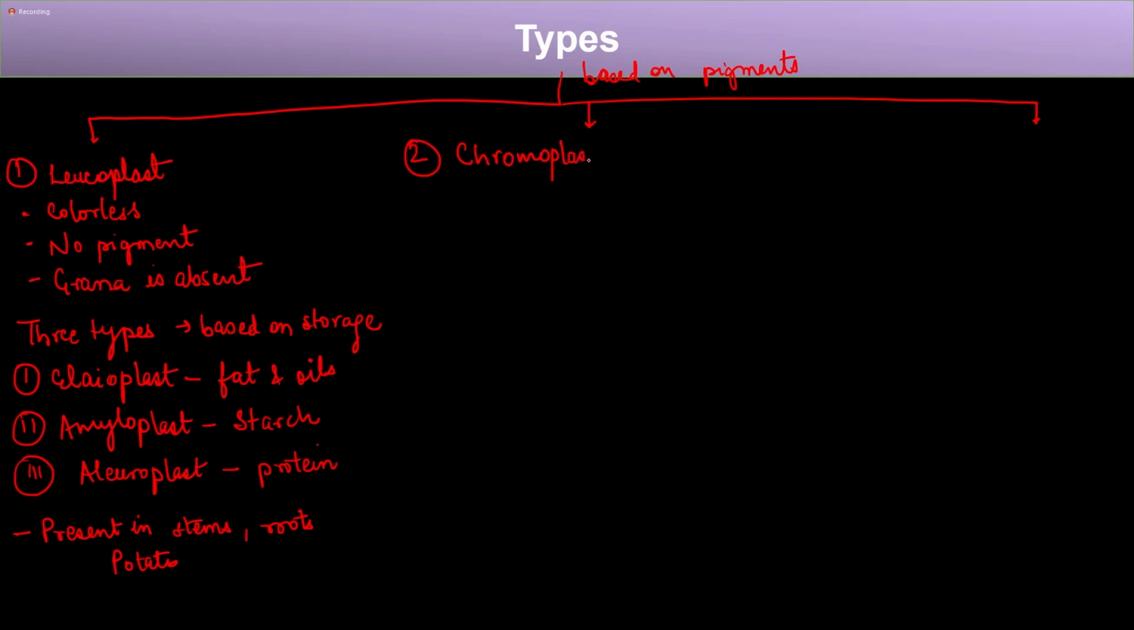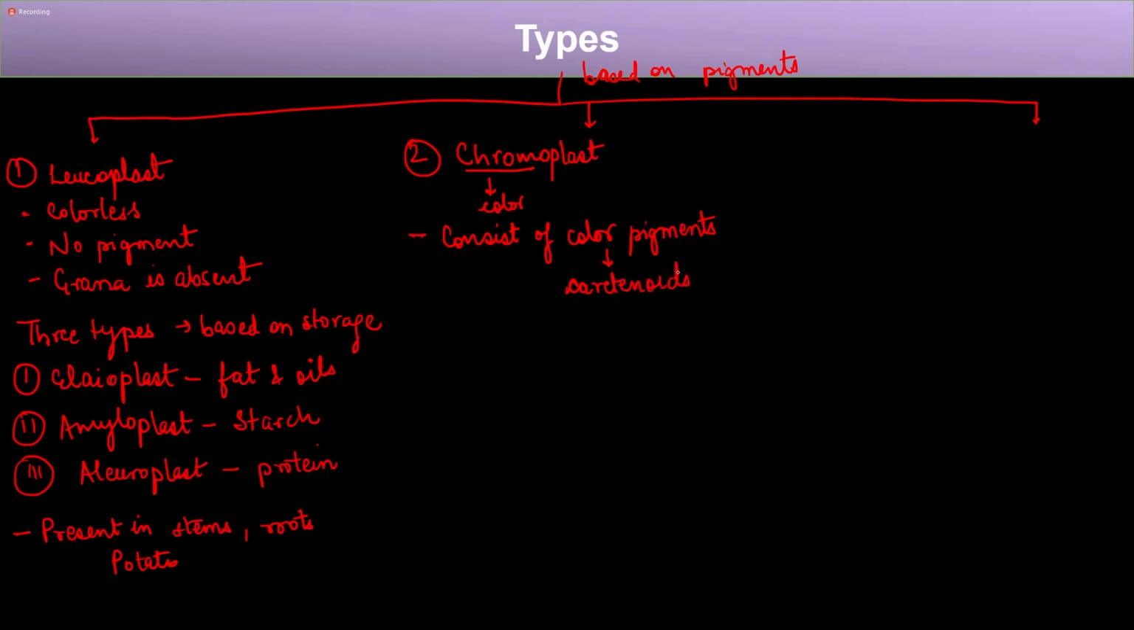Second type is chromoplast. Now, what is chromoplast? As the name suggests, it has the word chroma, which means color. So chromoplast consists of color pigments. And what are these color pigments called? These color pigments are called carotenoids.